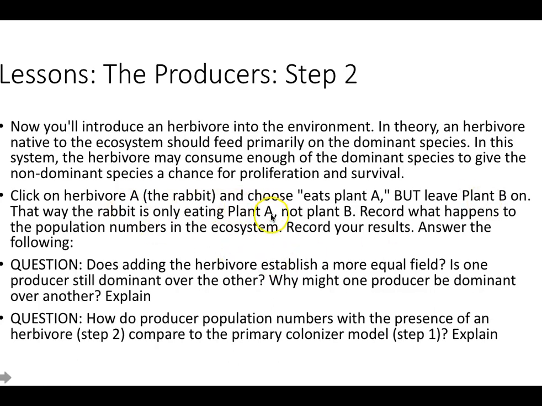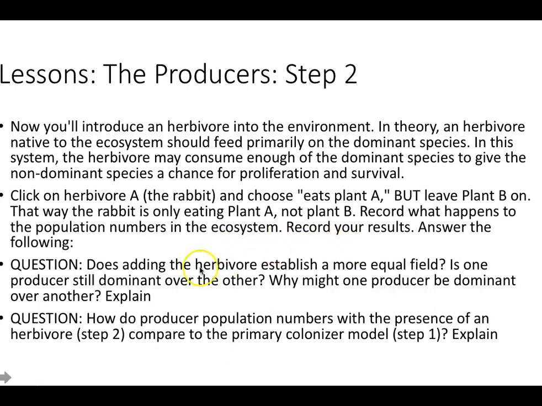The rabbit is only eating plant A, but not plant B. Record what happens to the population numbers in the ecosystem. Record your results. Now, does adding the herbivore... So the first experiment was just the two grasses, A and B. The second experiment is add an herbivore, but just have it eat one type of grass.